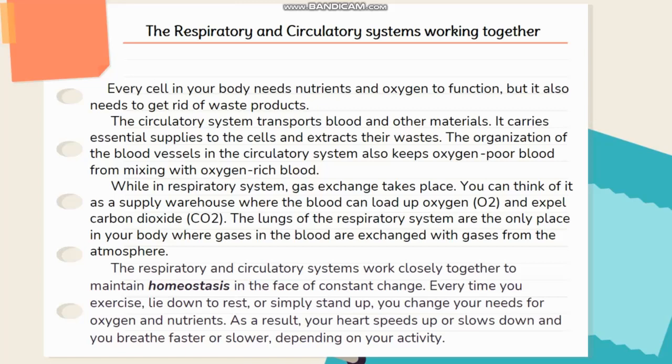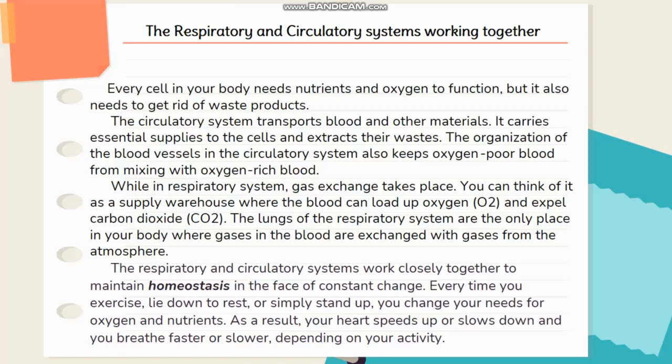The respiratory system and the circulatory system work together to maintain homeostasis in the face of constant change. So we can say that homeostasis is actually the balance in our body. Every time that we exercise, lie down to rest, or simply stand up, we change our needs for oxygen and nutrients. As a result, our heart speeds up or slows down and breathes faster or slower depending on our activity. So that is how the respiratory and the circulatory system work together.